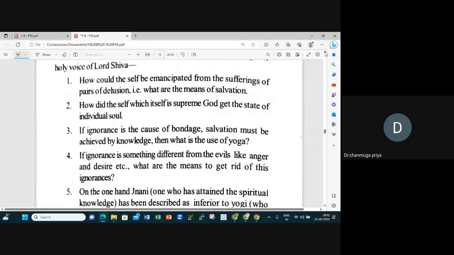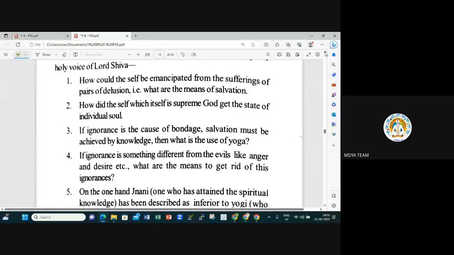Individual here means we are the Atma. We are the individual, the self, or what we say, the conscious mind. When we are getting liberated, suppose one person gets a bath, in that way you just try to understand the individual soul and supreme soul.